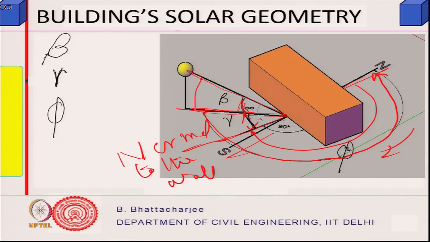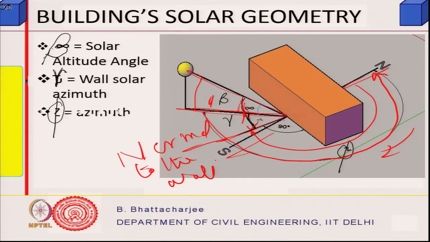This is the projection of the sun ray onto the ground. So, therefore, this is the altitude angle, right. So, we have the solar altitude angle, the wall solar azimuth, and phi, of course, is the solar azimuth as we have seen, right.